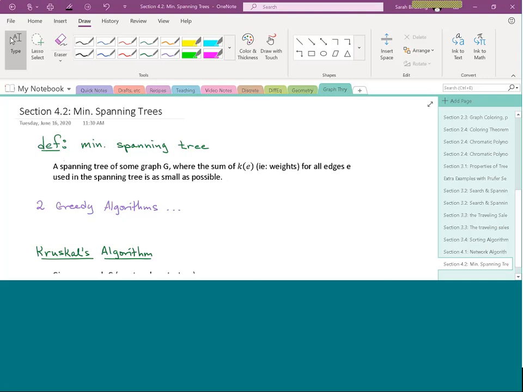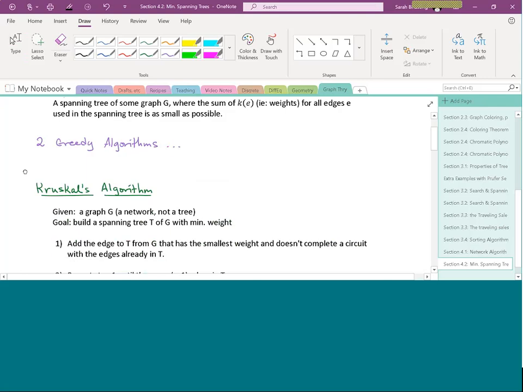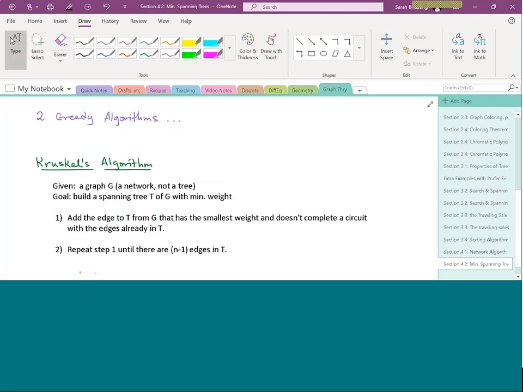Now, let us look at the 2 algorithms. Both of these 2 algorithms are actually greedy algorithms. The first is Kruskal's algorithm, named after a guy, and the second one is Prim's algorithm, named after another guy. So here's what you start off with. You start off with some graph, a network, so you have to have weights associated with all of your edges. If you don't have weights associated to your edges, you can by default put a weight of 1 on each of your edges or a weight of 0 on each of your edges.